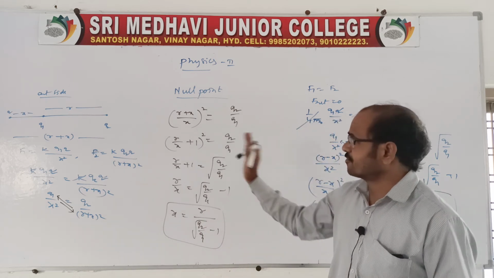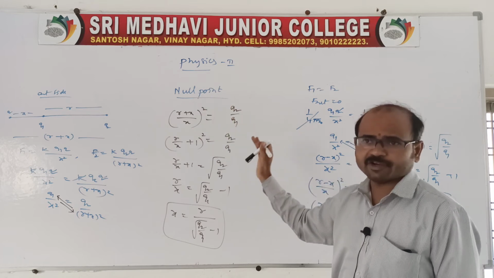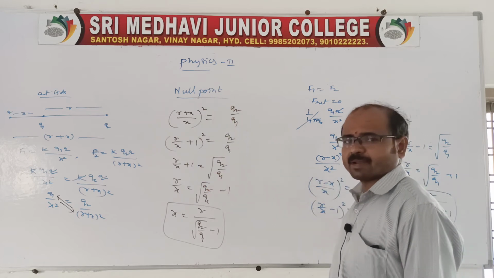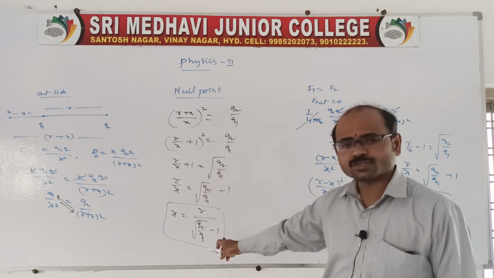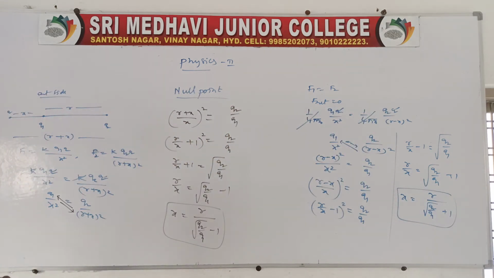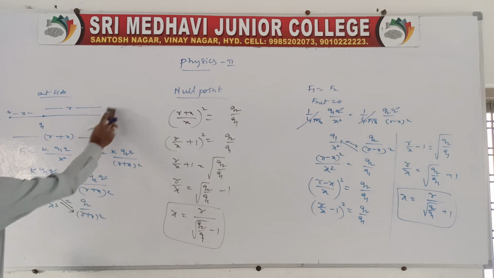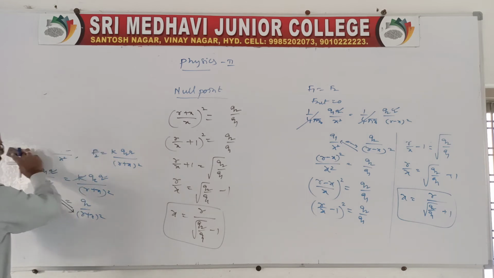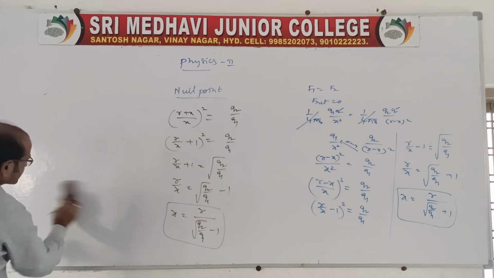This is the difference for the null point. If it is between, you say plus. If it is outside, you say minus. So this is related to what? For the null point, right? Again we will use the null point expression in the next coming classes also, right? You remember this is an expression.